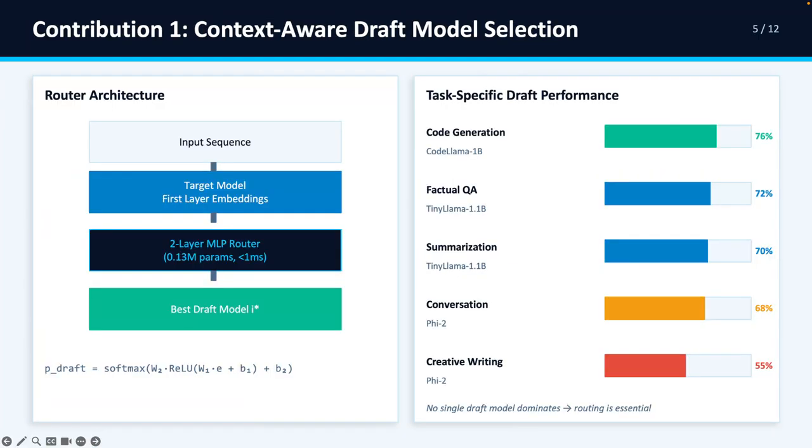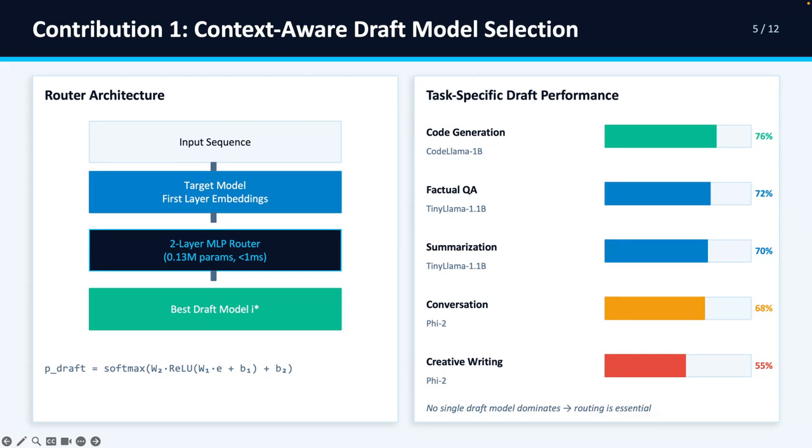Let me now explain the router in detail. The router is a two-layer MLP that maps the input representation to a probability distribution over the draft model pool. Given the input embedding from the first layer of the target model, it computes a probability vector over the available draft models and selects the one with the highest probability. This is the router architecture, and on the right-hand side is the task-specific draft performance for code generation, factual QA, summarization, conversation, and creative writing.